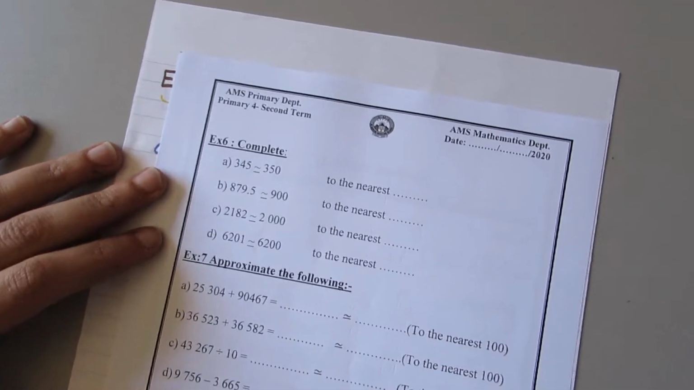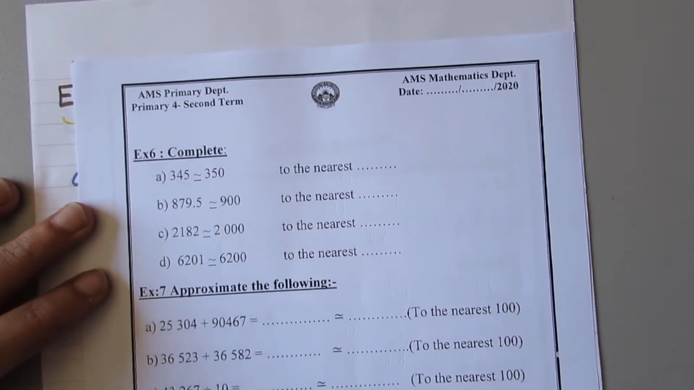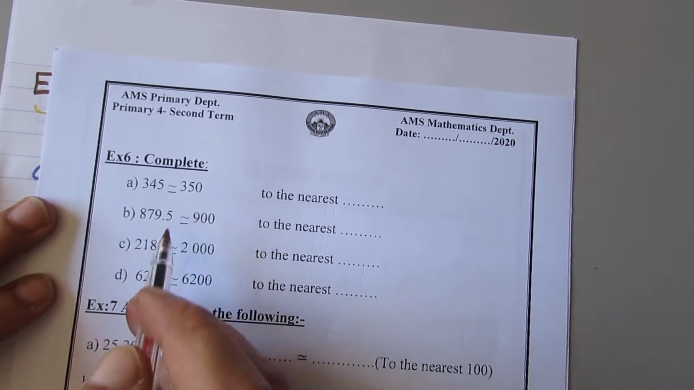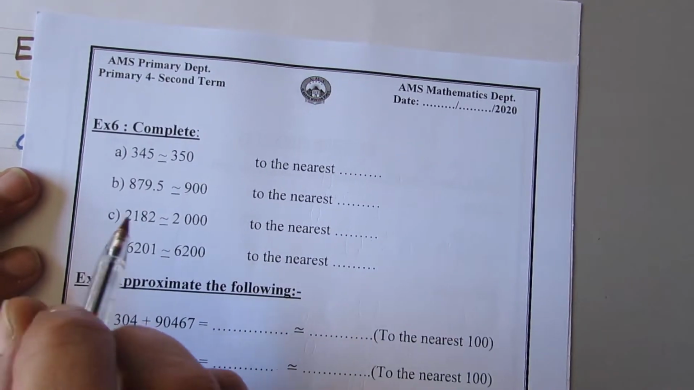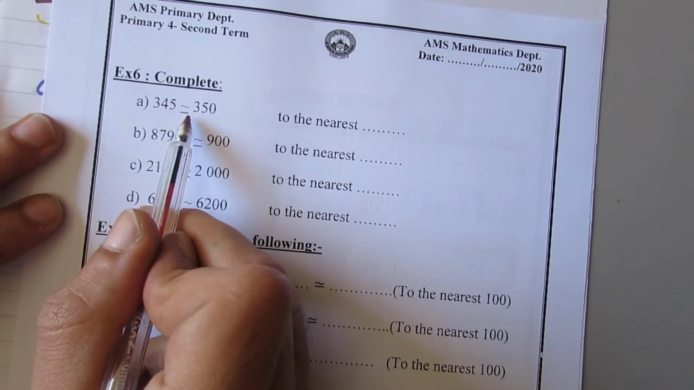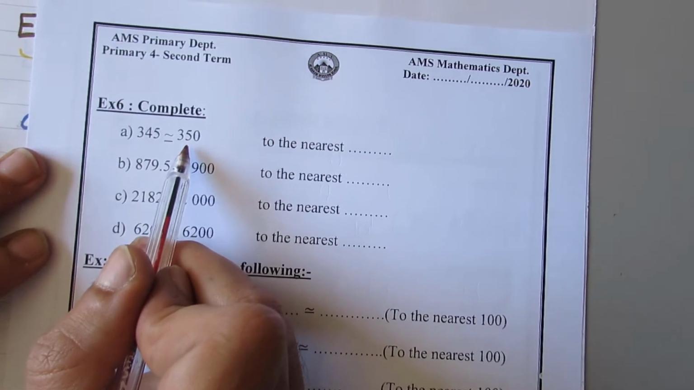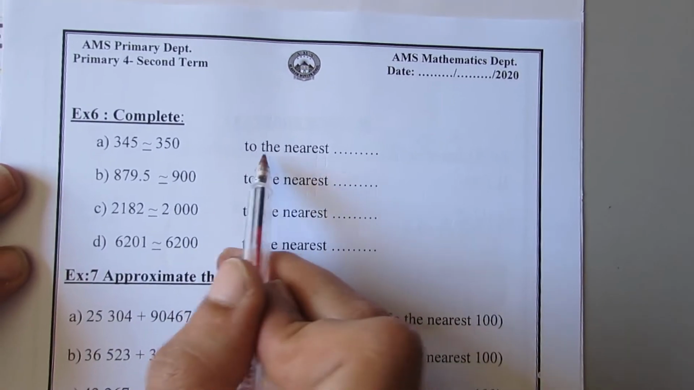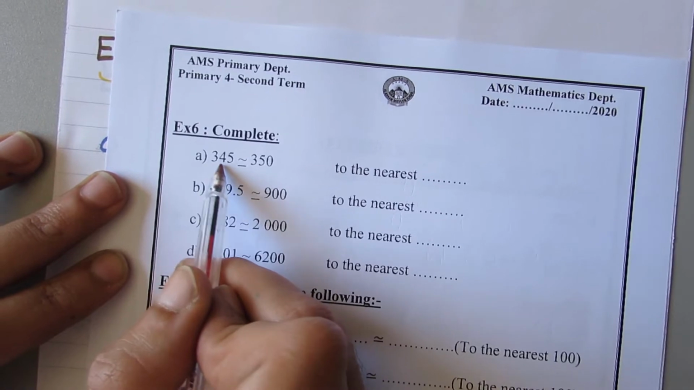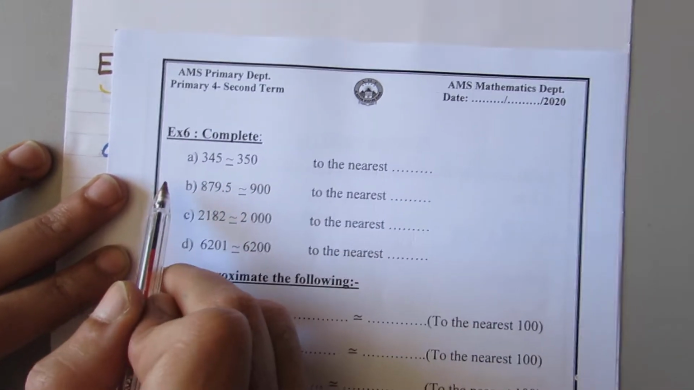Let's take another kind of example. Here, we want to complete. These numbers are approximated, and we want to figure out what numbers they were approximated to. So we have 345, and it is approximately equal to 350.